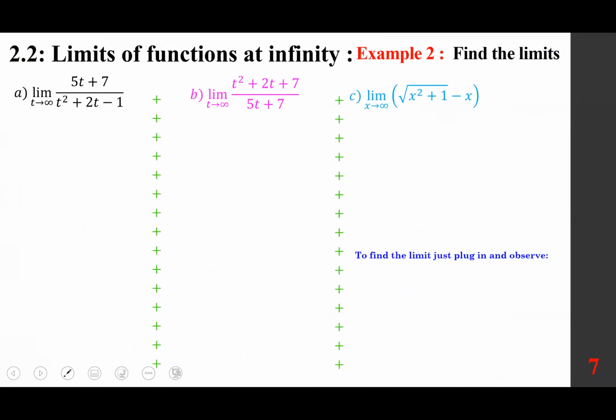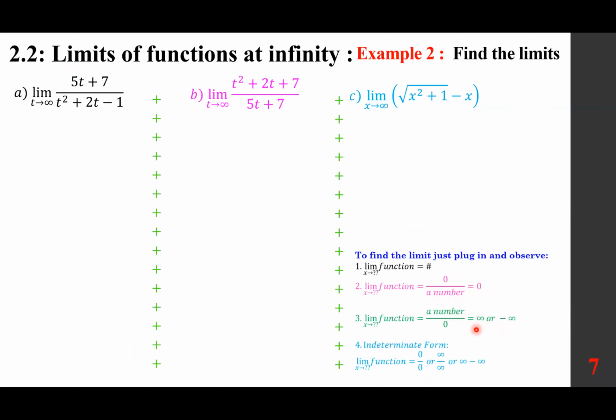We want to find the limits, and I remind you to find the limits, just plug in and observe. You get to a number, you're done. You get to 0 over any number other than 0, the answer is 0 and you're done. If you get to some number over 0, then you have to figure out if it's negative or positive infinity, because 0 is the only number that the left and right side have different signs. Most of the time in calculus, we end up with indeterminate form, which is 0 over 0, infinity over infinity, infinity minus infinity, and there are other forms, in which case it means more work. It means we have to use our algebraic technique to come up with the answer.